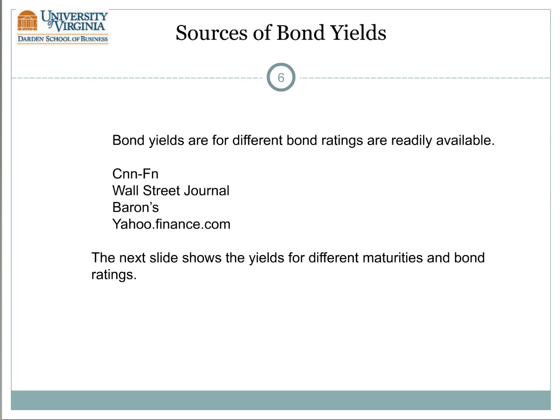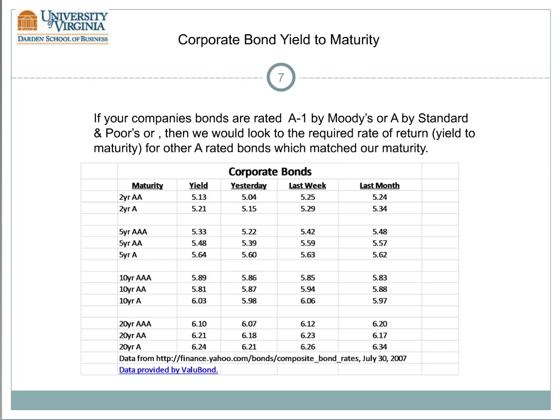The next slide shows the yields for different maturities for Standard & Poor's bond ratings. If your company's bonds are rated A1 by Moody's or equivalently A by Standard & Poor's, then for a 20-year maturity, you would expect a required rate of return of bondholders of 6.24%.